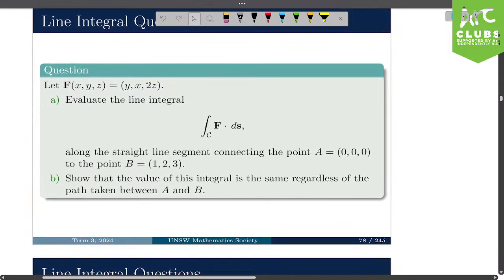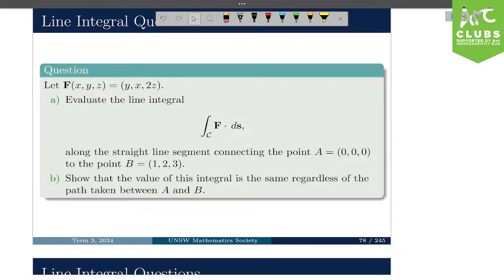Okay, so here is an actual question. We're going to evaluate this line integral given some vector field. And we're told that our curve that we're evaluating this over is a straight line segment from A to B. So that's the first part, evaluate the line integral. And then the second part is we want to show that the value of this integral is the same regardless of the path taken between A and B. So, spoiler alert, that means that only the endpoints matter. So therefore, F will have to be conservative. So we're going to try and show that.